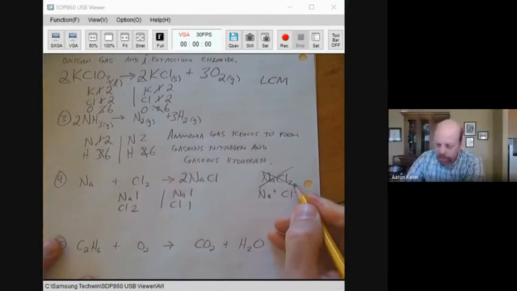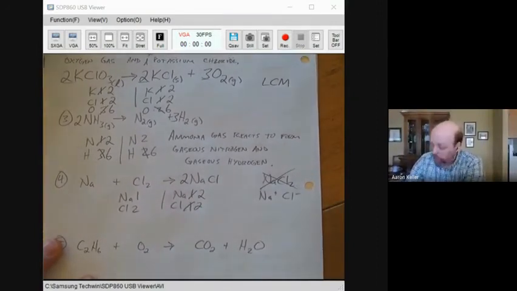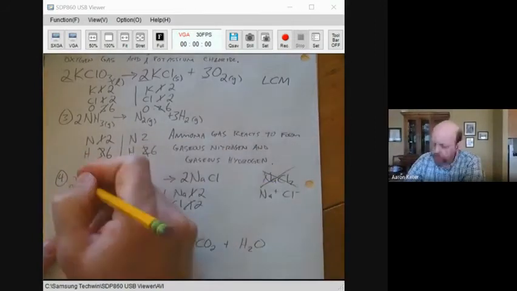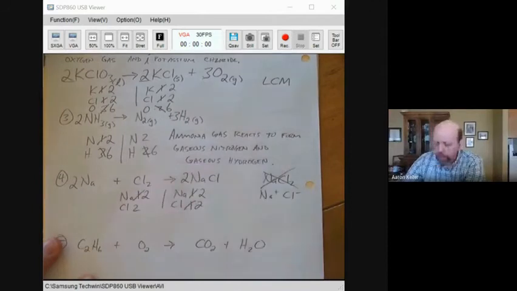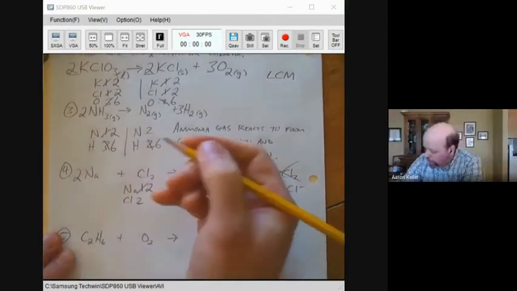This is the temptation, resist it. That changes both atoms to 2 because we multiplied the whole thing by 2. But we can just put a 2 in front of just the sodium on the left-hand side, and that will work. Okay? Now, let's go ahead and describe this in words.